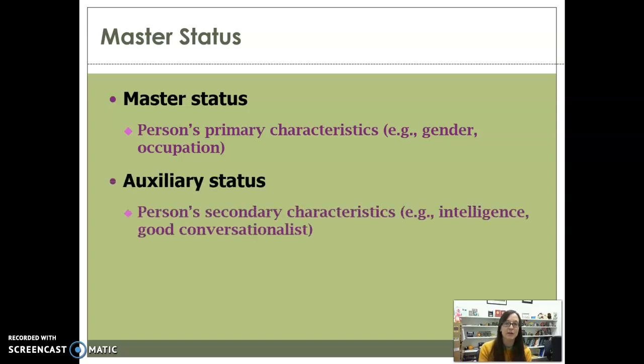But then we also have auxiliary statuses. Everybody has master statuses and everybody has auxiliary statuses. And your auxiliary statuses are like your secondary characteristics. So things like your intelligence level, the fact that you're a good conversationalist. These are basically what makes people unique and different. It might be that somebody is really, really great at the guitar, but if it's not their primary profession, then that's part of their auxiliary status. So the auxiliary statuses are what make us who we are, essentially. They're the real defining features of our character.